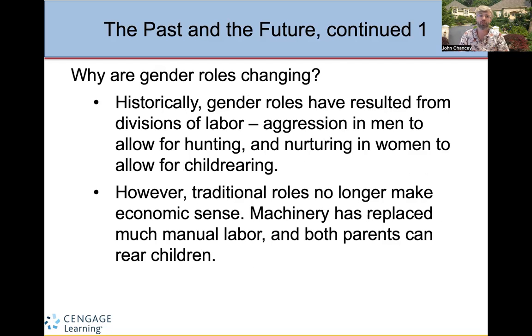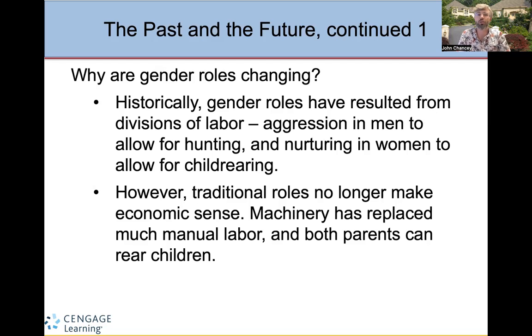We talked about at the very beginning of the chapter, the fluidity of gender has been evolving probably since the 80s and even probably further than that, to be honest. Historically speaking, gender roles have resulted from division of labor. If we go all the way back and think about hunting and gathering societies, men typically were the hunters, women typically were nurturing, maybe gathering fruit, things like that. So this gender role expectation started very early on in our ancestral history.